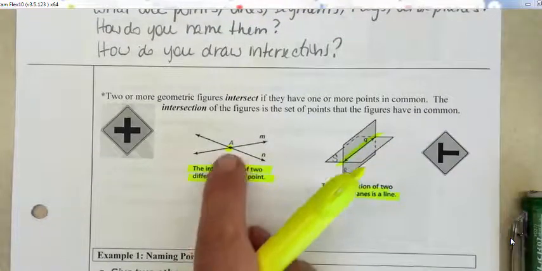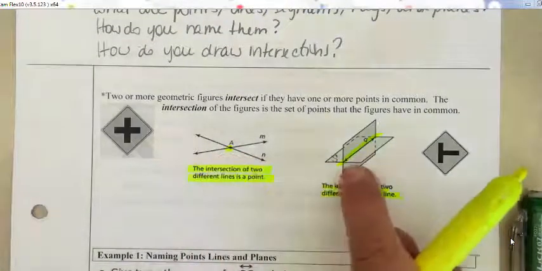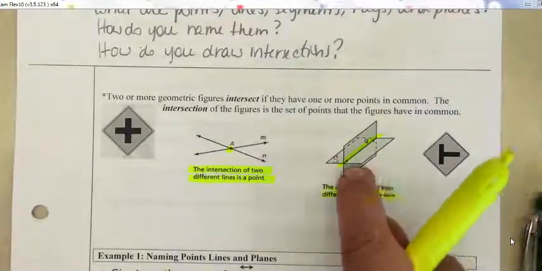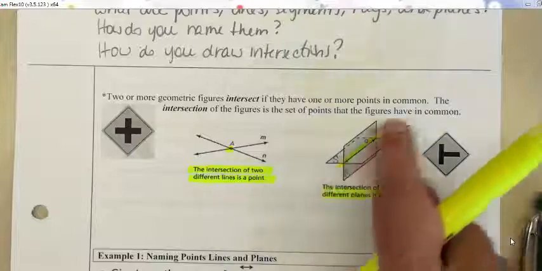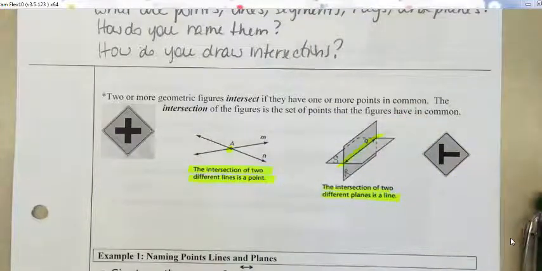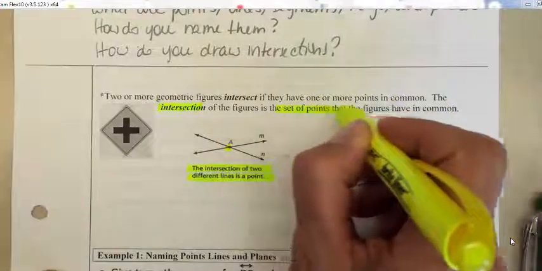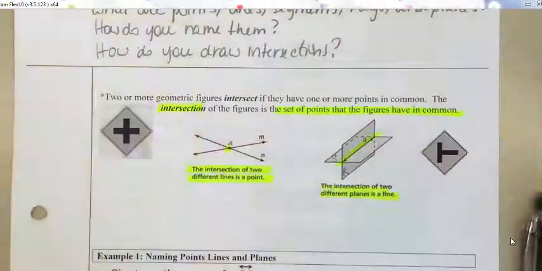Notice like this, they just intersected at one point. But here, remember these planes go on forever in all directions. So this line also goes forever in its directions. So an intersection is the set of points that the figures have in common. Okay.